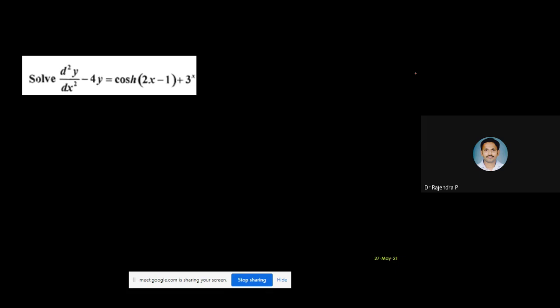You may get these problems in your examination or not, because it was not specifically mentioned whether it is there or not. That is the reason I am adding this also into our syllabus. But it is very simple, as usual. To get the solution for this, first we have to find the complementary function. For that, we consider the right side part. I'm writing in the differential operator form: D square minus 4D into y equal to 0.